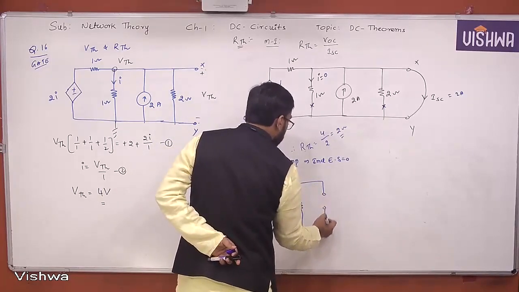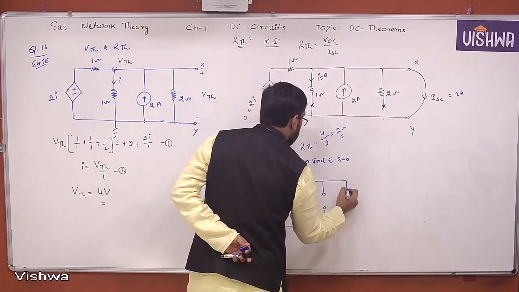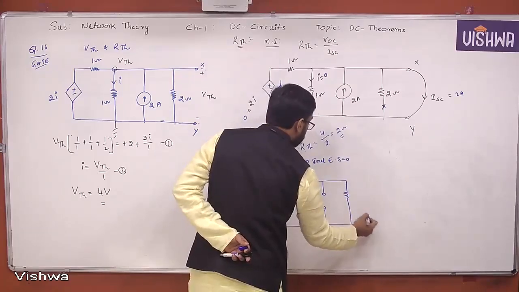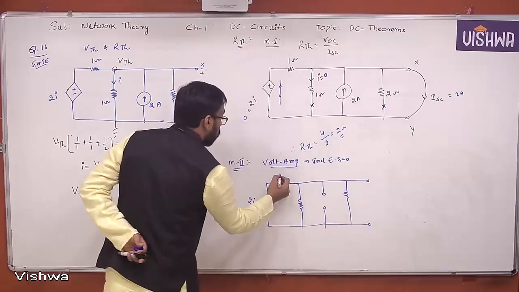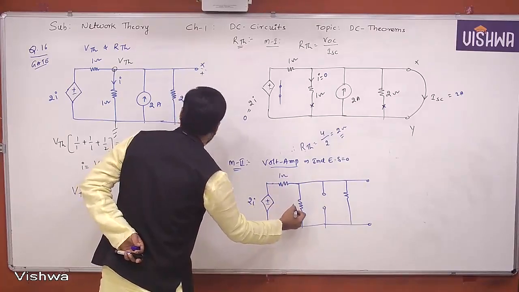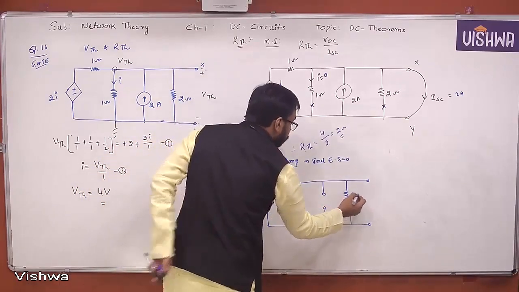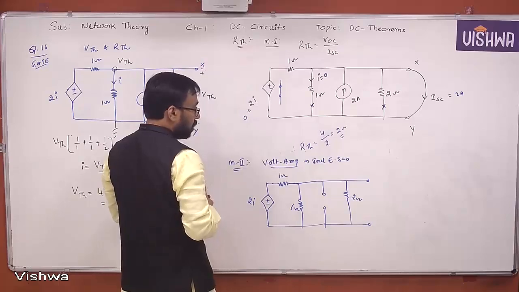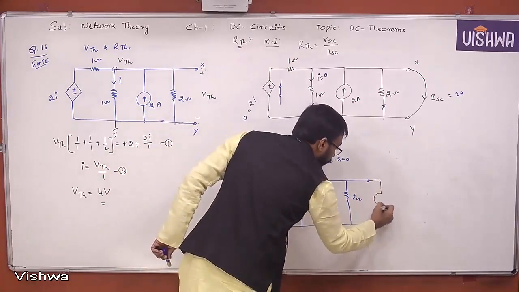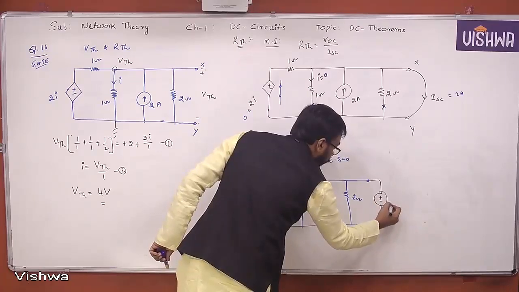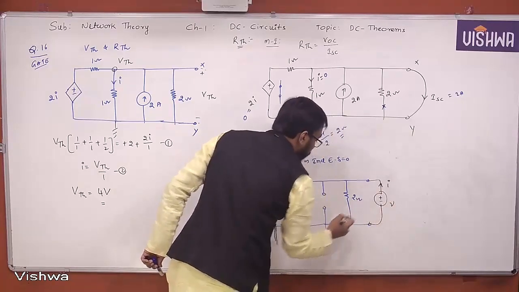This is open, because I'm suppressing all independent sources. Now I am taking here a network: 1 ohm, this is also 1 ohm, and this is 2 ohm. Now let me connect, according to the old-time technique, the source with the value of V, delivering some current I.